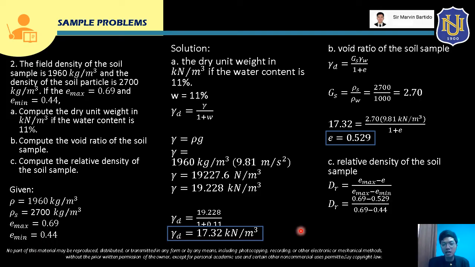So, solving, class, the relative density. So, this is input in our calculator, class. So, this is 0.644, no? Or if we're going to make it in percent, no? So, this will be 64.4%. So, this is now the relative density of the soil sample.